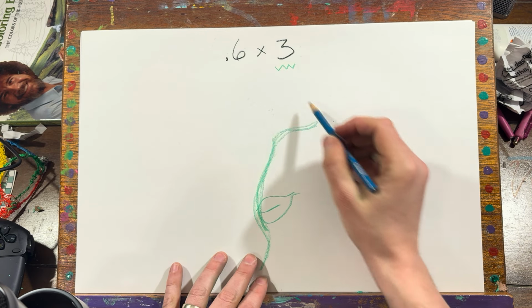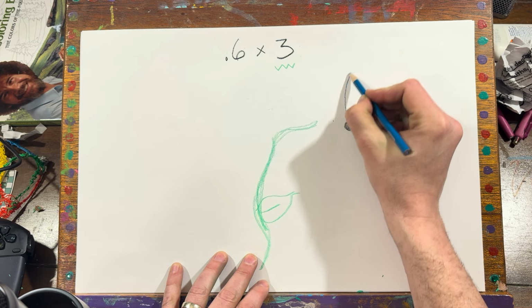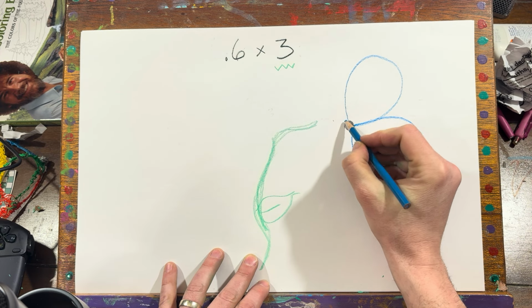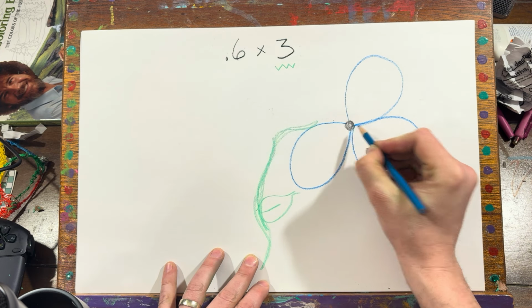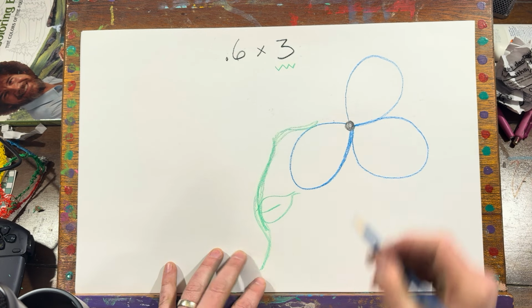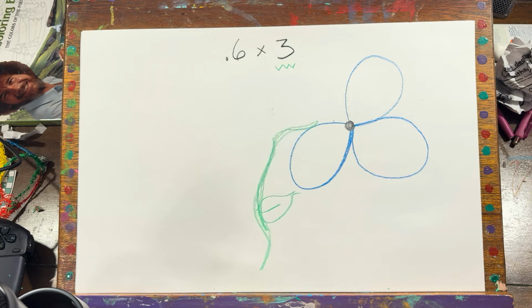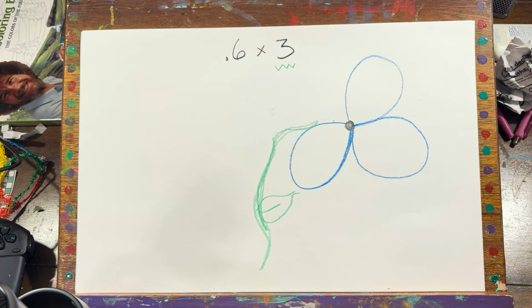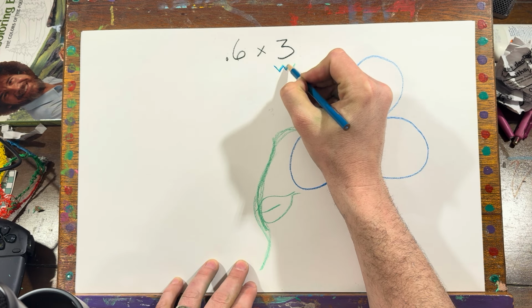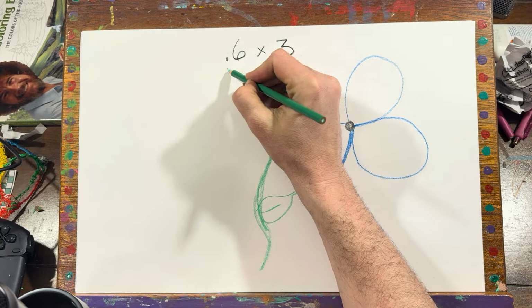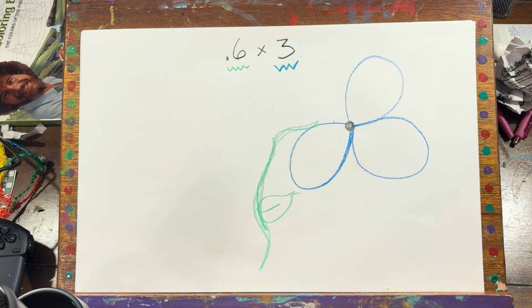Okay. So again, now I'm going to have 3. There's 1. There's 2. And there's 3. Empty space. So that's one flower that has 3 petals on it. Maybe I should underline that with blue. Now my first number here tells me how many flowers I'm going to draw.